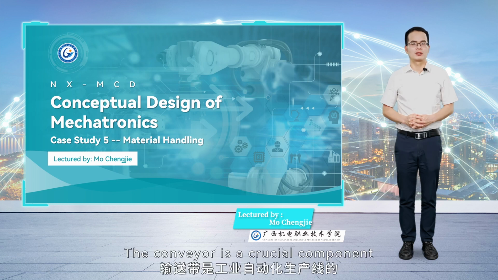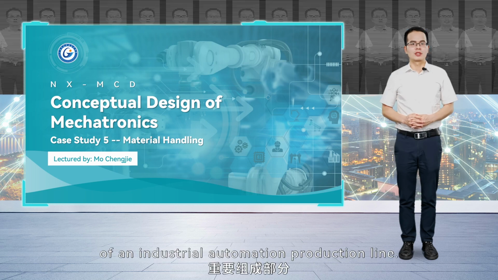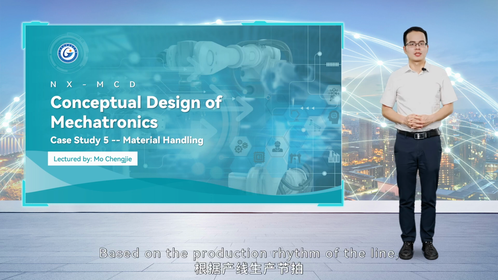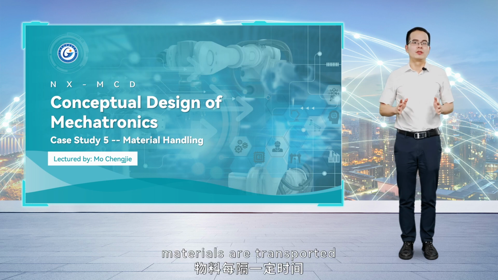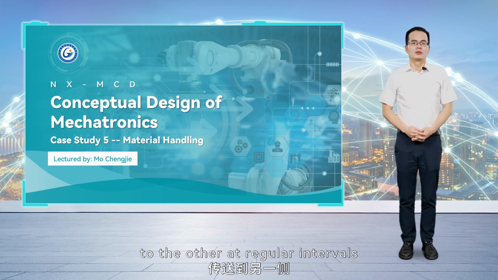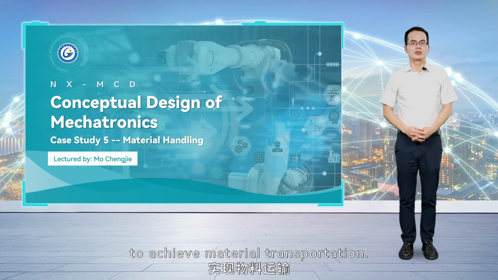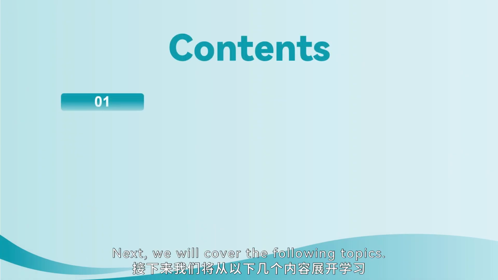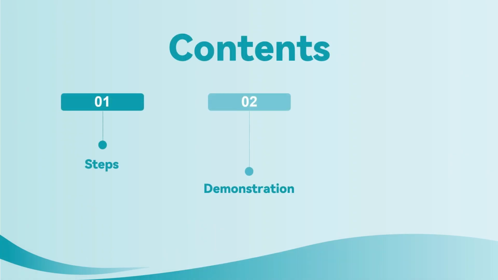The conveyor is a crucial component of an industrial automation production line. Based on the production rhythm of the line, materials are transported from one side of the conveyor to the other at regular intervals to achieve material transportation. Next, we will cover the following topics.